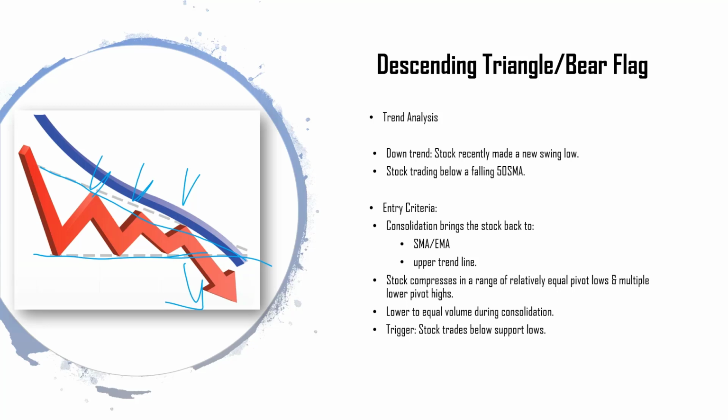So just to cover the trend analysis again: it makes a new swing low, trading below a 50 SMA, consolidating basically above support, and you're waiting for support to be broken. So it's getting tighter and tighter and tighter. It hits that moving average, which is right there, when it has lower to equal volume, and then it's triggered once it breaks below, right there.